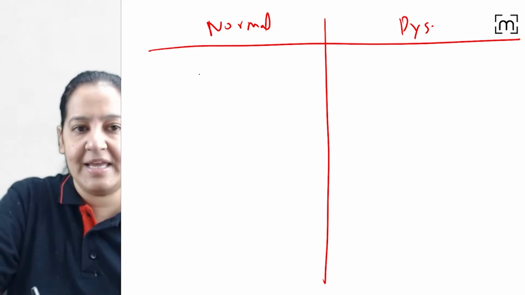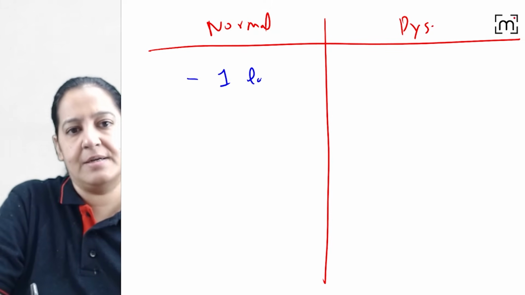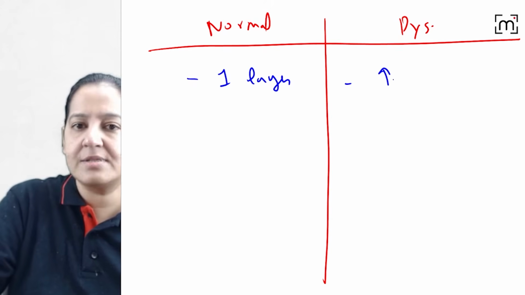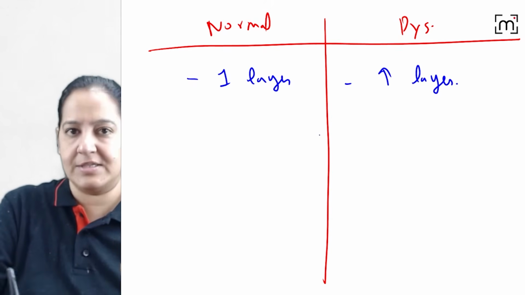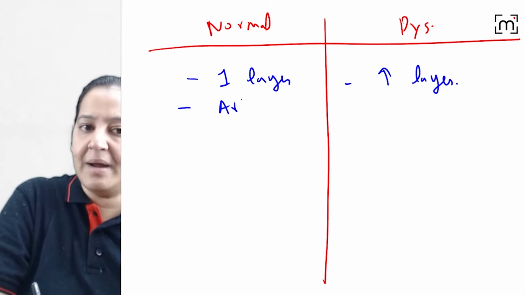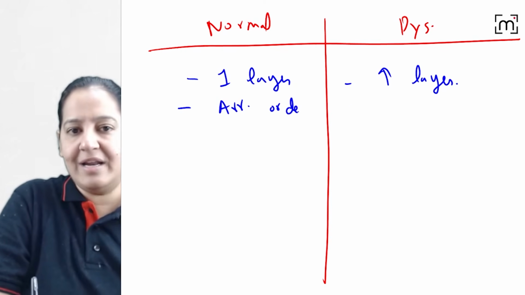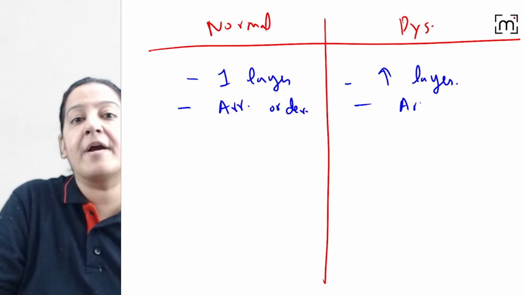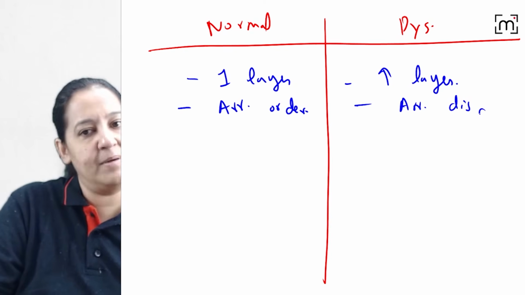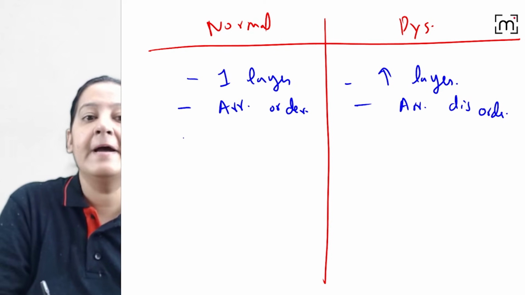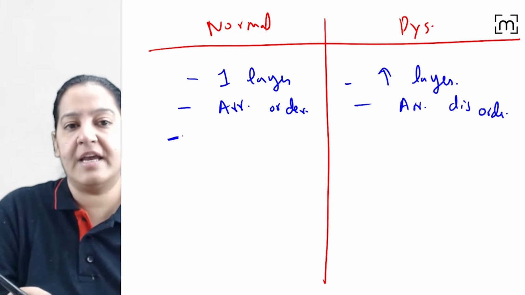So normally one layer is present, but here the layers are increased. Normally the arrangement is ordered, it is an orderly arrangement. Here the arrangement becomes disordered. I have shown you in the diagram. The third thing, what is the third thing after that?